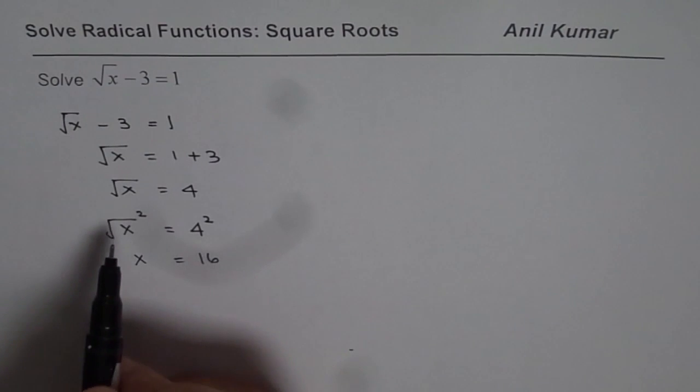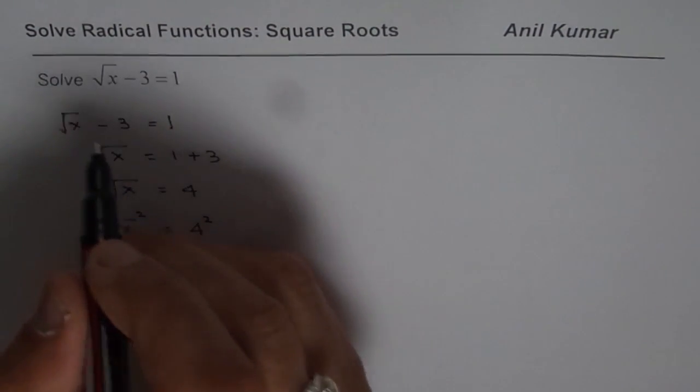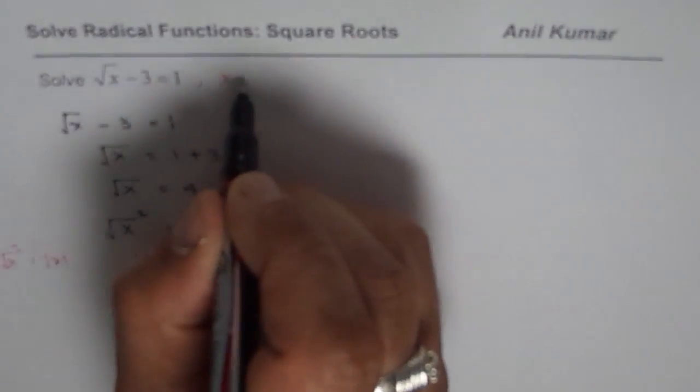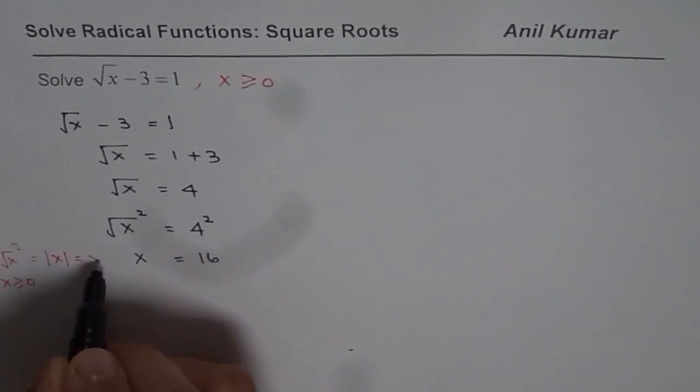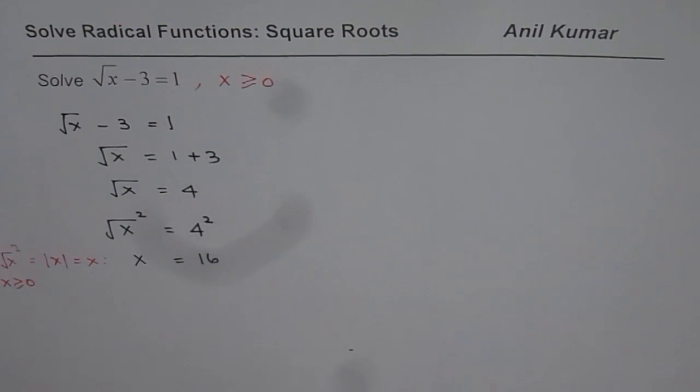Now, normally square root of x squared is actually equal to absolute x. But since we know x is greater than or equal to 0, that is the domain, if x is greater than or equal to 0, then this is equal to x. And that is the reason why we wrote x equals 16.